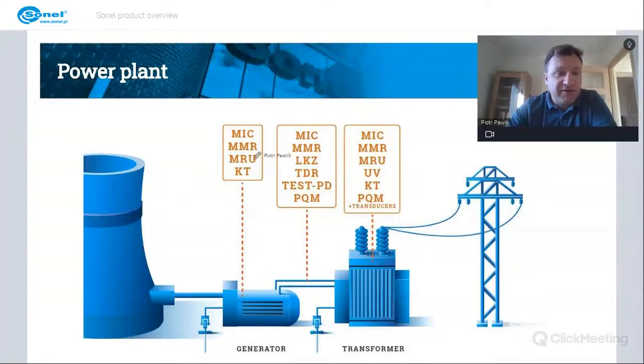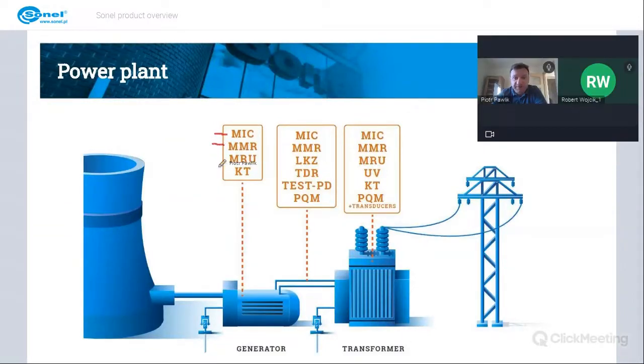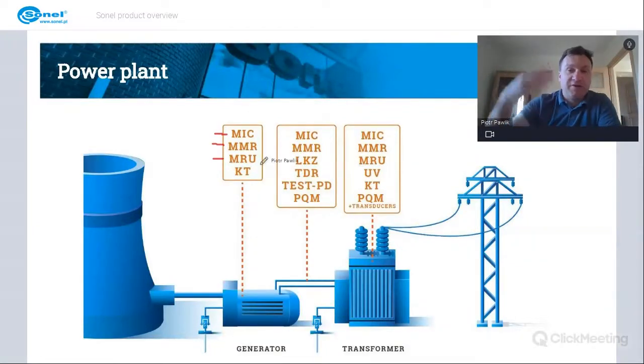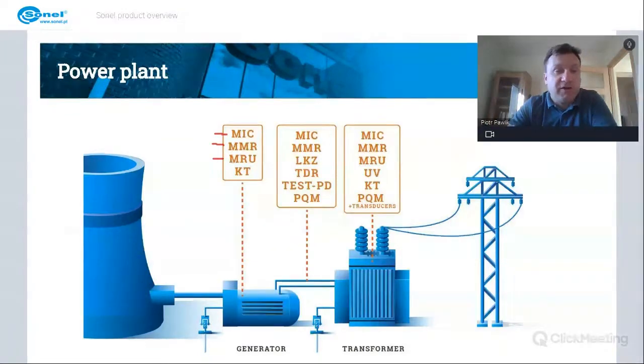So for the generators, insulation resistance of the winding with MIC series, continuity of the windings with micrometers, MMR series, and earth resistance, because everything needs to be grounded. That's MRU series for earth resistance meters, especially MRU 120 and MRU 200, because they are using higher measuring currents, which are suitable for the power industry.